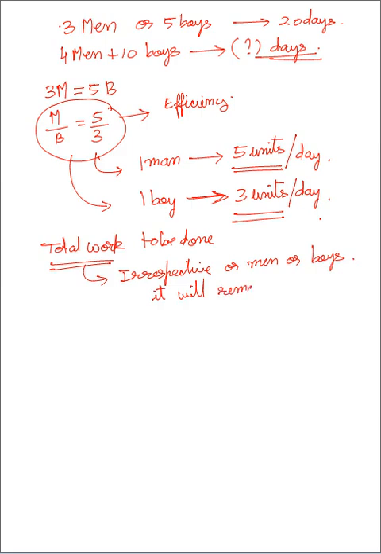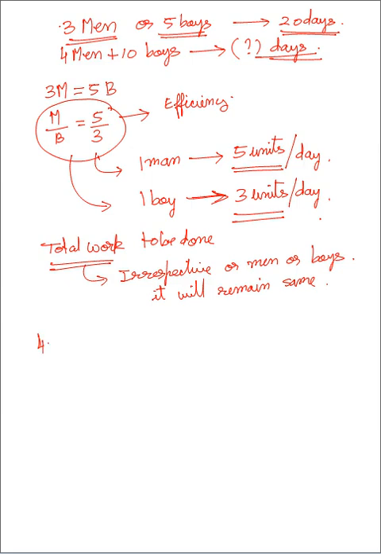Because either you are using 3 men or you are using 5 boys and you are taking 20 days, the amount of work is same. Okay, so total work, let's take with respect to men. So one man's efficiency is 5 units. Here in the question they have given 4 men.